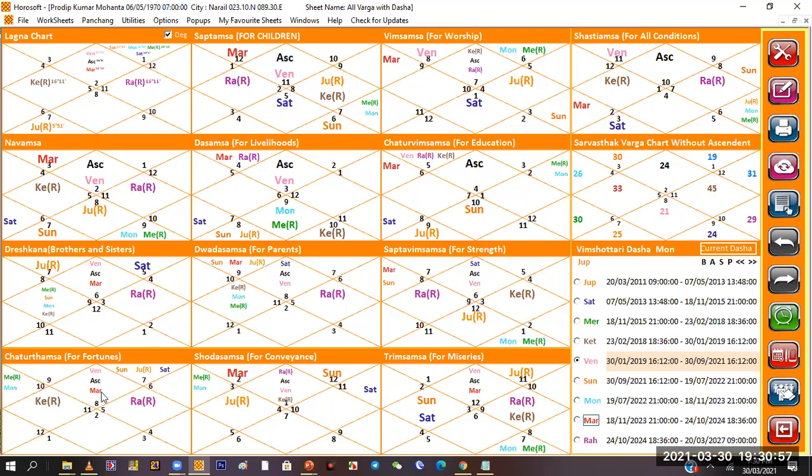Correct? Okay. Similarly, Jupiter is in the 12th house in Chaturthamsha, but Venus is in the first house. So can he buy the house? No, he cannot buy the house because Jupiter is in the 12th house. It is not a good house. The good houses are 1, 5, 9, that is Trikona, and then the Kendra. Simple. So likewise, in different areas of your life, that particular dasha and antardasha will act differently.